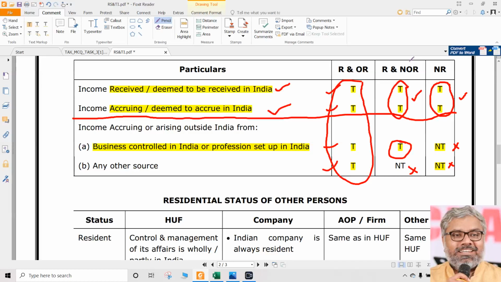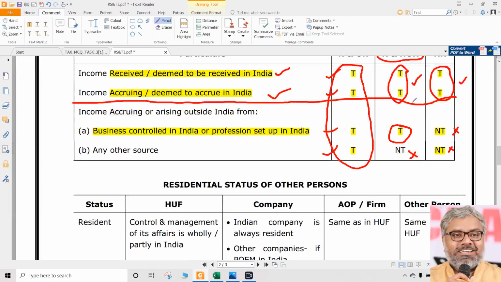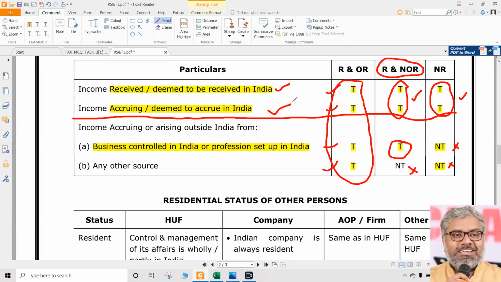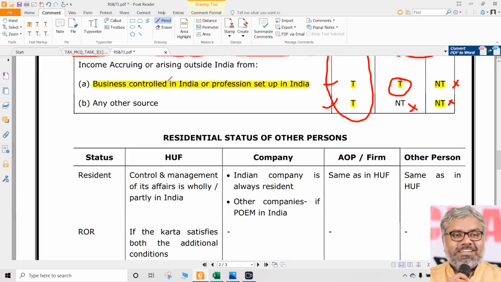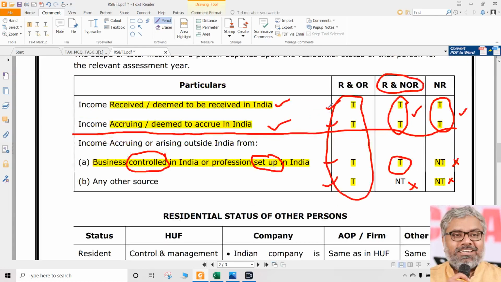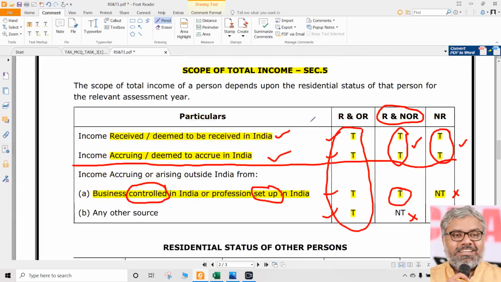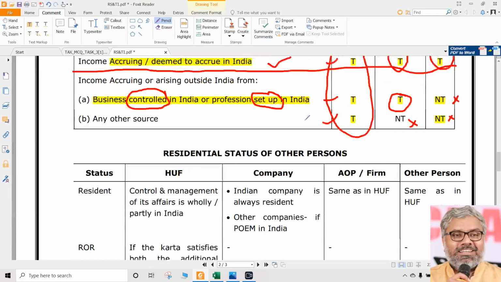So this is the one who is in between ROR and NR. We cannot say global income is taxable. We cannot say nothing is taxable other than what is received or accrued in India. So both ways, we cannot conclude on both sides, but RNOR will be somewhere in the middle. What is that extra point that RNOR carries? About these words you have to remember. The business which is controlled in India or the profession that is set up in India. For those types of incomes, RNOR becomes also liable to pay tax. That's it. That is the summary of section 5.